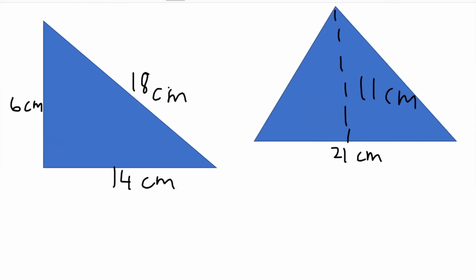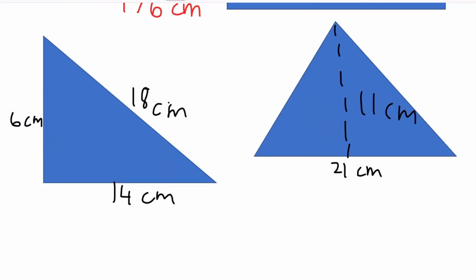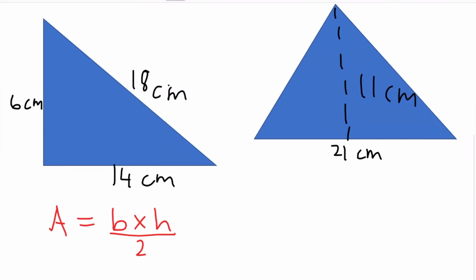Okay, so here we have two triangles, and so we have to find the area for both of them. So let's just do one by one. So here we have a right angled triangle. So as you can see, 14 centimeters, 18 centimeters and 6 centimeters. Now what is the area of triangle? Area of triangle is equal to base into height divided by 2. So this is the area of triangle.